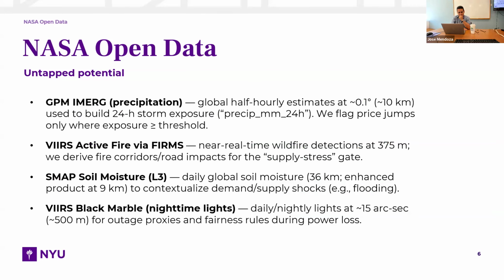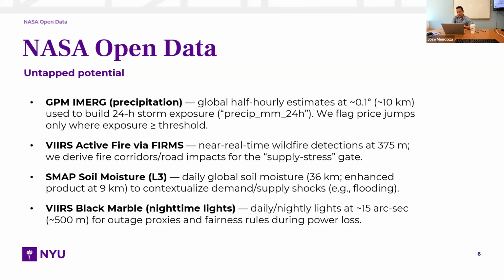So now here is a detailed description of these data sets. Some of them are giving you near real-time data. For others, we just need the data to be refreshed every few hours to get a good estimate. In the case of the precipitation one, we can use that to build a metric called precipitation in millimeters every 24 hours. And then we just build a threshold. And when that threshold is exceeded, that's when we start thinking, oh, there is something happening in this particular community.